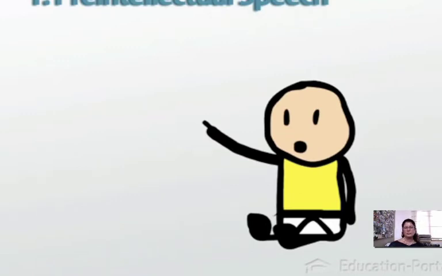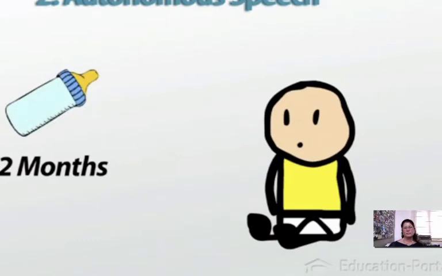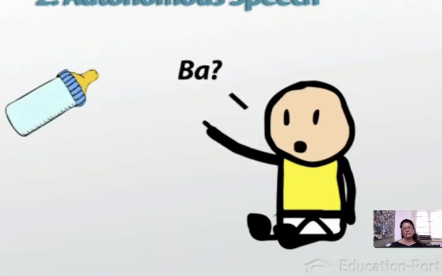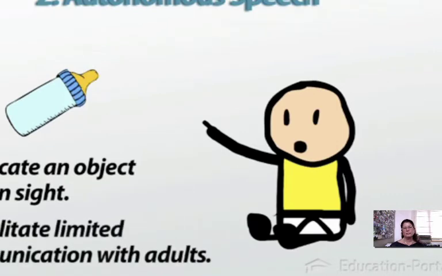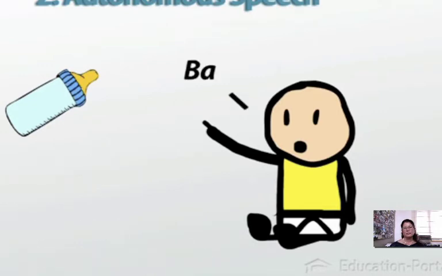The next stage is called autonomous speech. At around 12 months of age, the child begins to invent words. The child's invented syllables are an effort to communicate with adults. These pseudo-words are useful because they indicate an object in plain sight, and they can also facilitate limited communication with adults who understand the meanings. For example, a child might initially say "ba" for bottle, and then as she develops, "ba" becomes the word bottle.